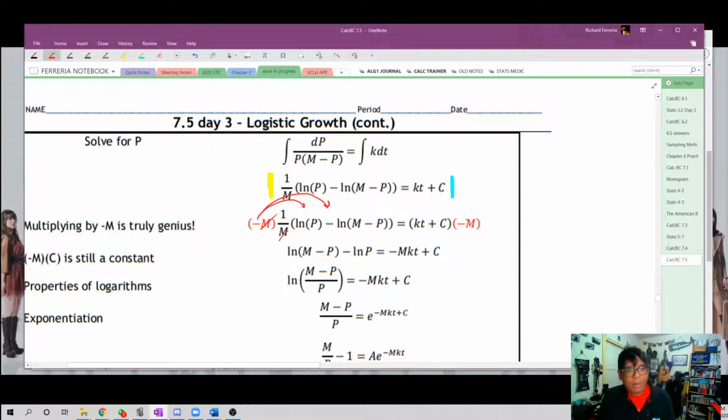Now on the right side, you just distribute. kt times negative m is negative mkt. c times m is just a constant, so we'll just make that a constant anyways.